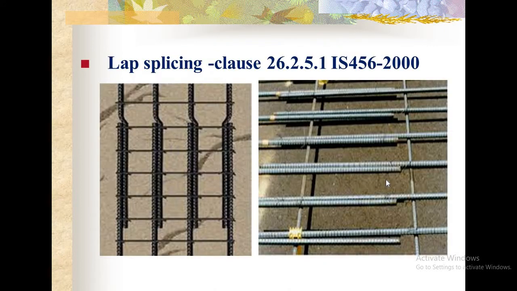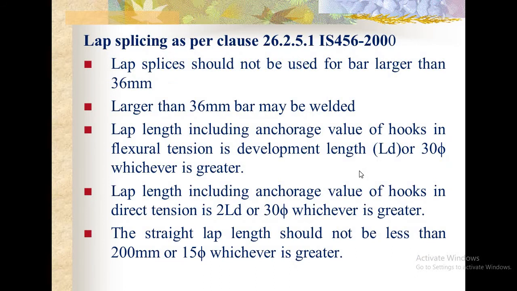Lap splicing, clause 26.2.5.1 as per IS 456. Let's see what are the conditions for that. The lap splicing as per clause 26.2.5.1 of IS 456 says the lap splices should not be used for bars larger than 36 mm. Bars larger than 36 mm may be welded.